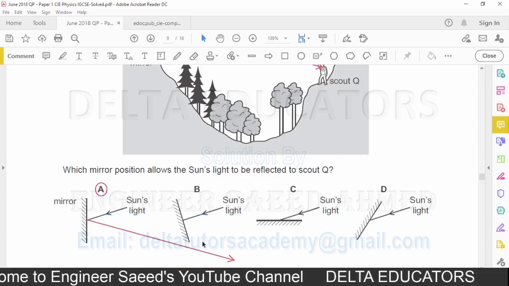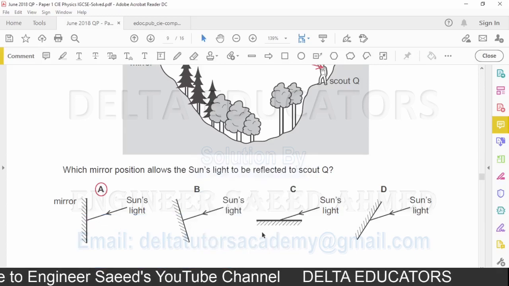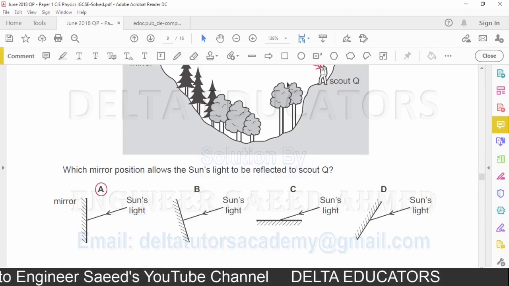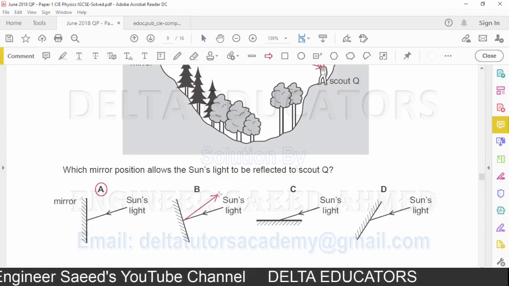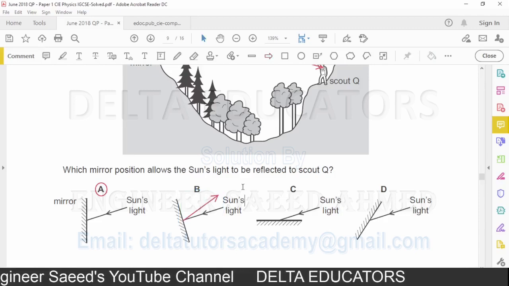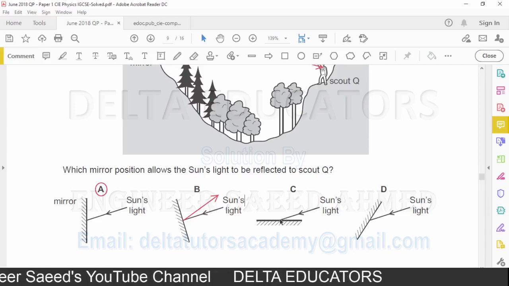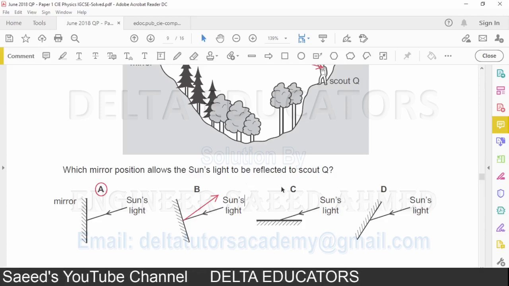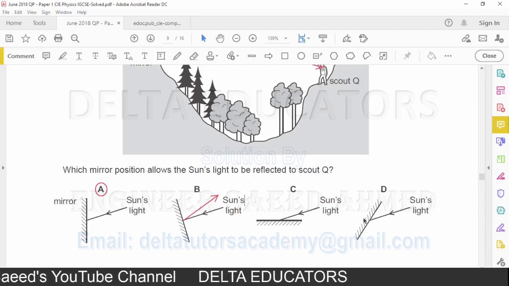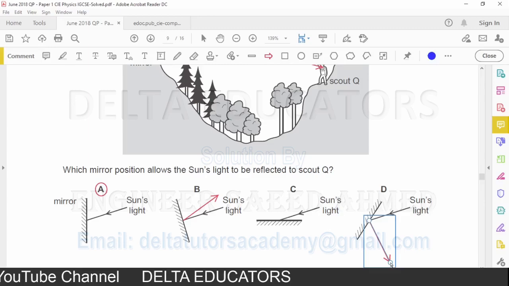If we keep the mirror like this, what will happen? The ray will be reflected like this and it will not move towards Scout Q. So this option is incorrect. In option C, the light wave will move toward this direction and it is not the direction of Scout Q. So this is also incorrect. In D, it will be reflected like this, so it will not reach Scout Q.